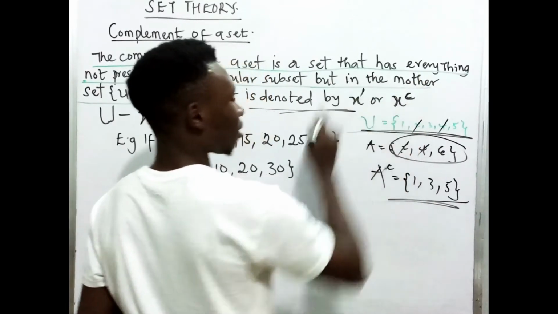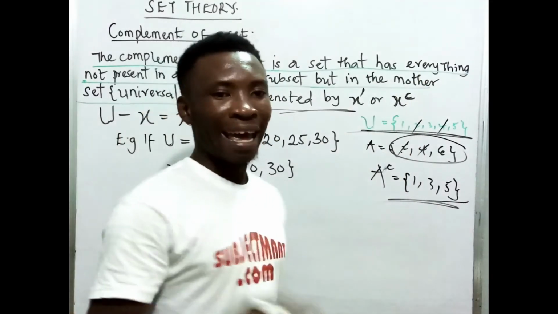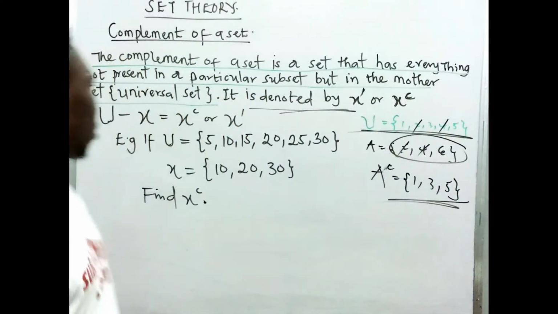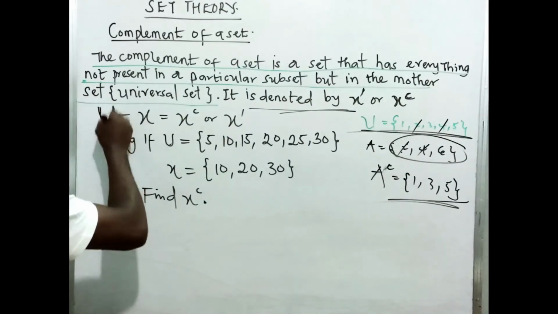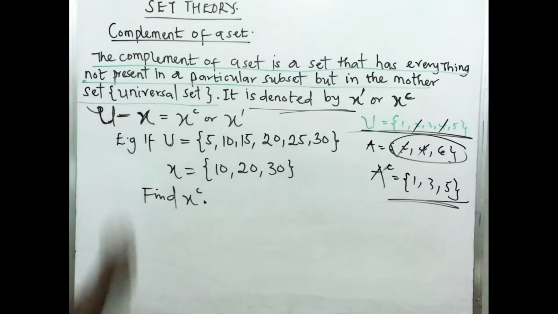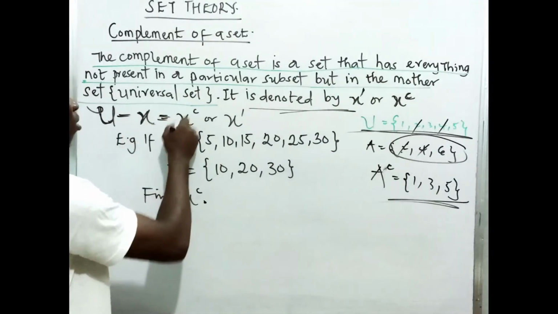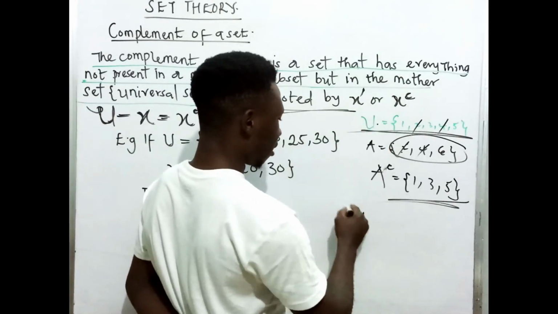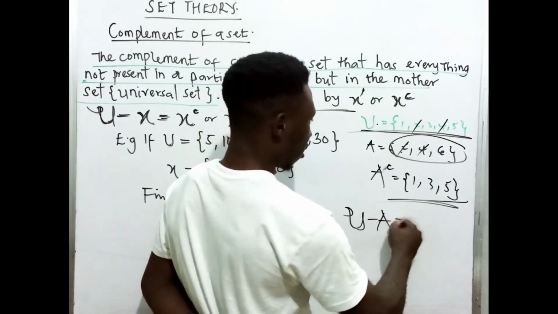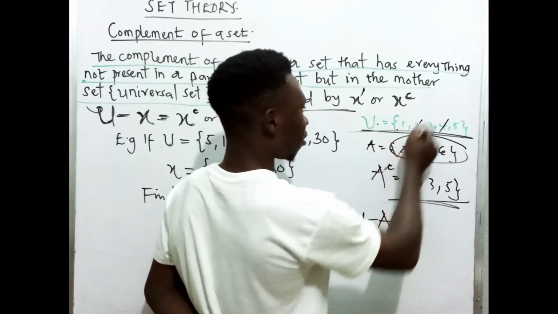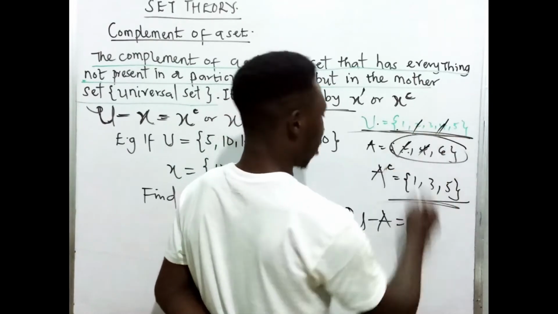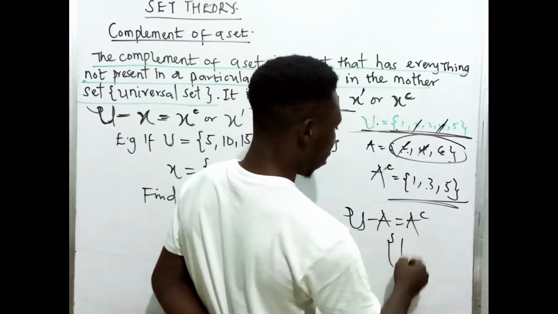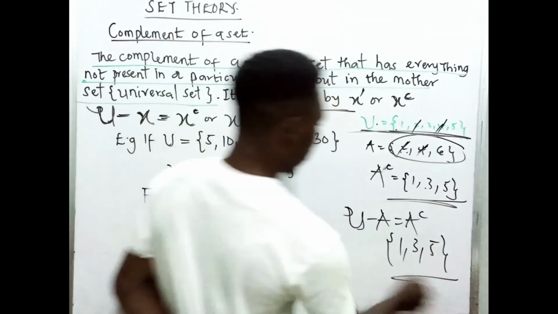Your complement is denoted by x raised to the power c. Please, your x there is a dummy variable, which means any alphabet can replace it depending on the set. Now, universal set minus x will give you your complement. So if I say my universal set minus A, this cancels, it gives me my A complement. And my A complement here is 1, 3, and 5.